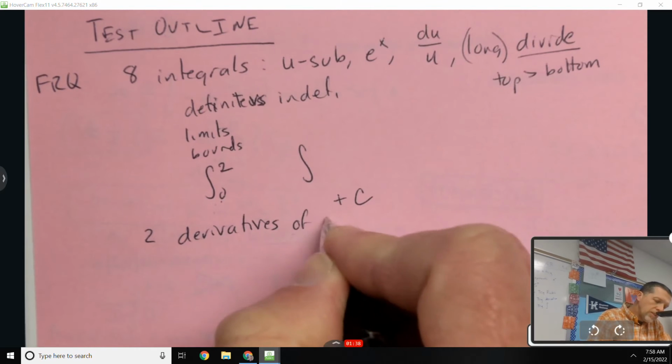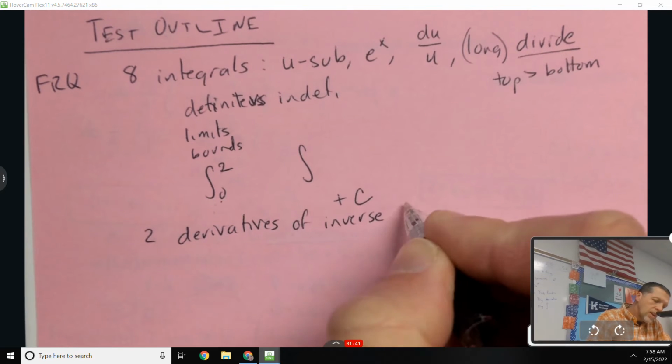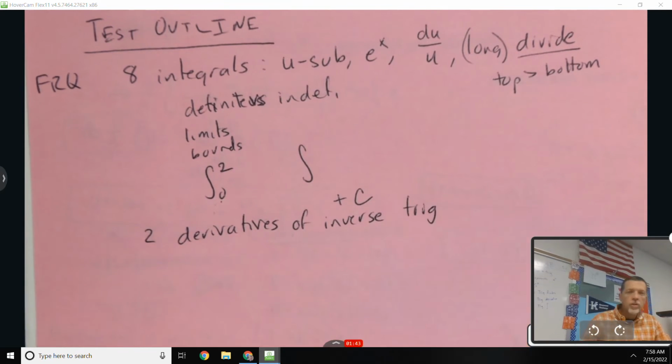Two derivatives of inverse trig. So those three rules, you just have to know them. The derivative of arc sine, arc cosine, arc tangent. You just got to know the rules to take a derivative.